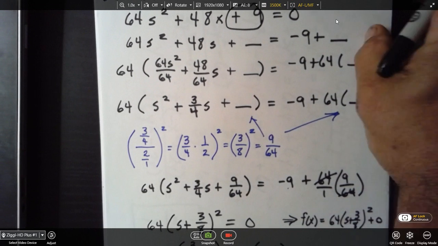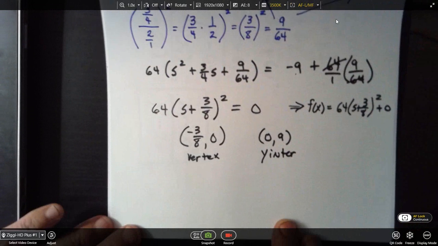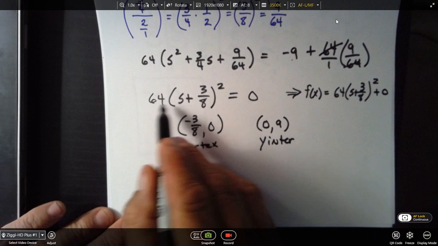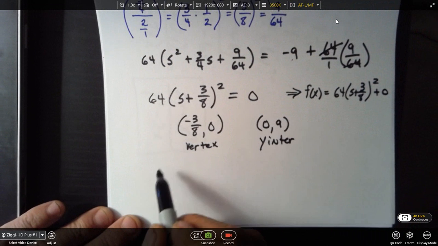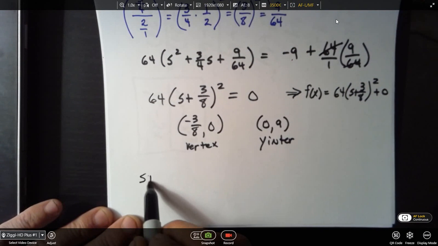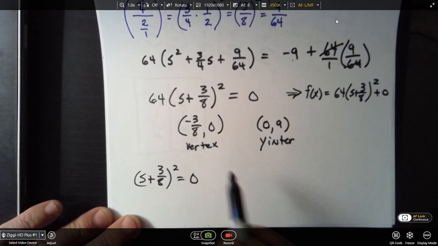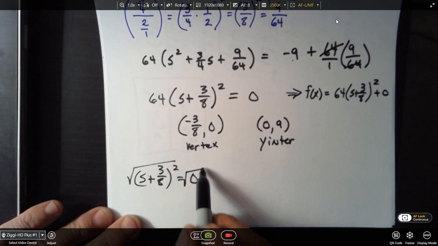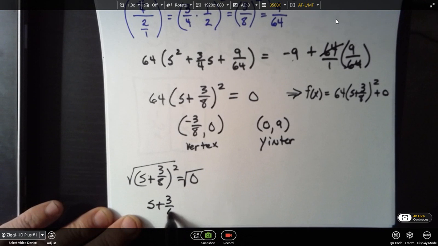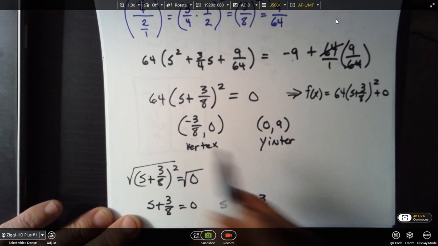And now it seems like all we have to do is find the x-intercepts. To find the x-intercepts, you just continue to solve. So that would be 0 divided by 64. That turns out to be s plus 3/8 quantity squared is equal to 0. Then take the square root. S plus 3/8 is equal to 0. So s is equal to -3/8, which is your vertex also.